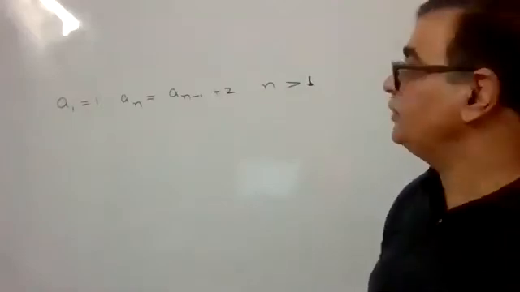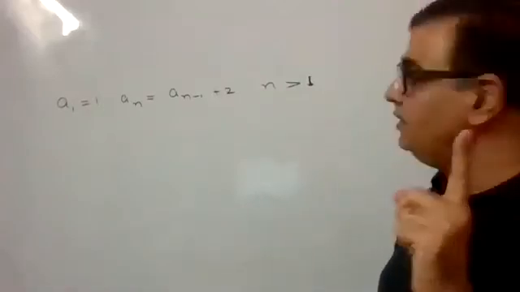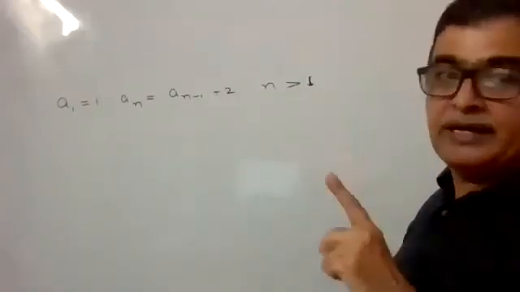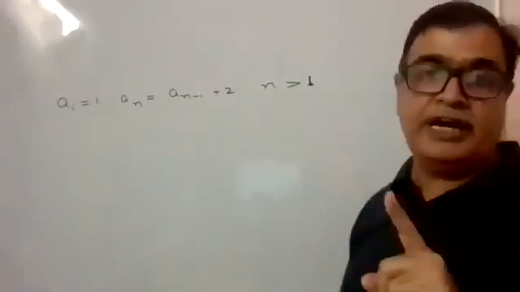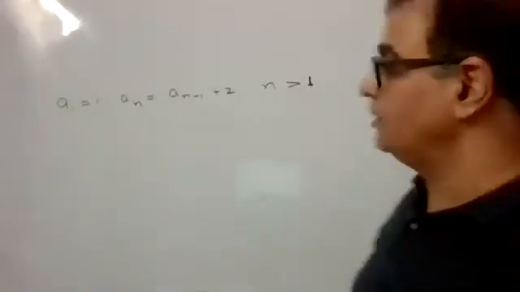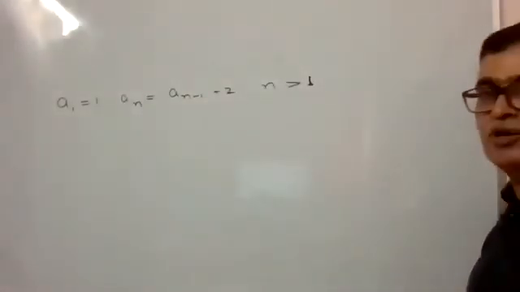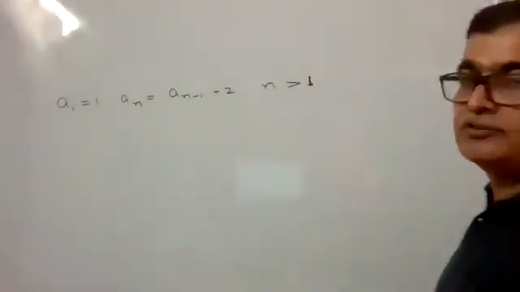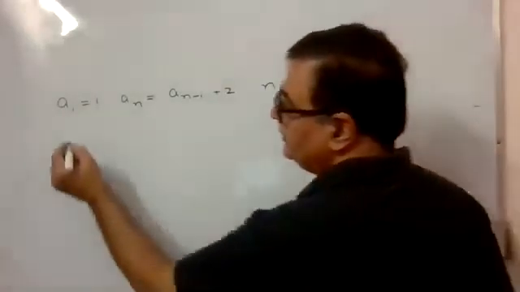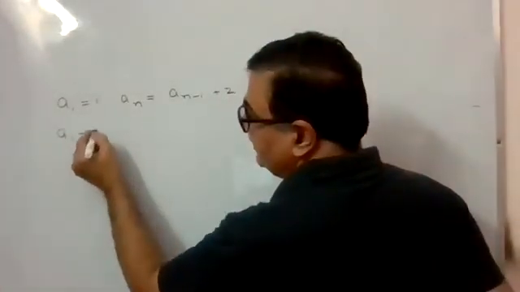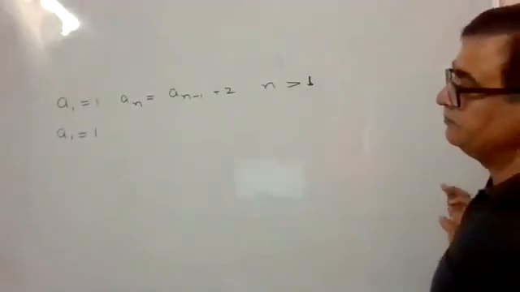Write what is the sequence here. A1 is 1, An is An minus 1 plus 2, where n is greater than 1. My question is, write down the sequence here. I'm not saying it's an AP or GP, no. I'm saying you write down the sequence. In this case, A1 is clearly known to us.